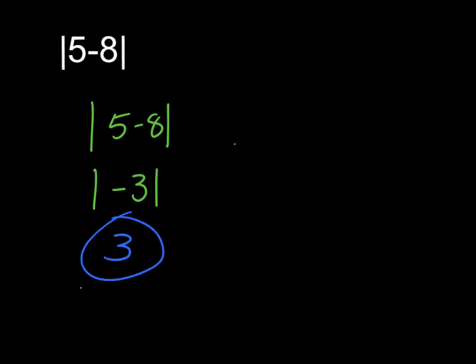When I do it, the first thing I'm going to do is copy my problem, okay? And then I'm going to say, I'm looking for the absolute value of 5 minus 8. 5 minus 8 gives you negative 3. So then I'm looking for the absolute value of negative 3, which is 3. And that's going to be my solution.